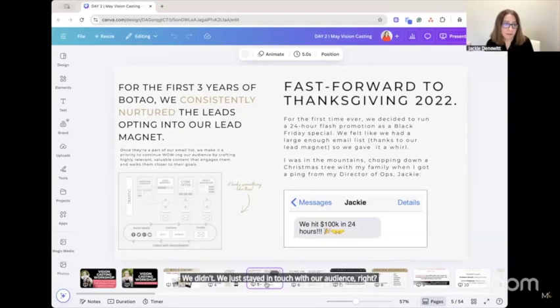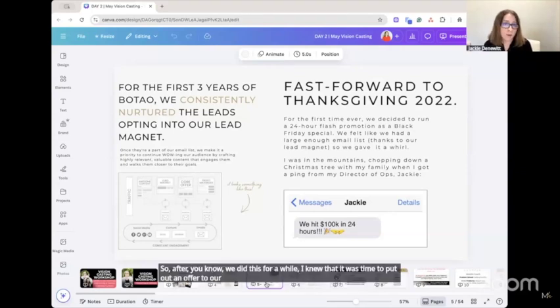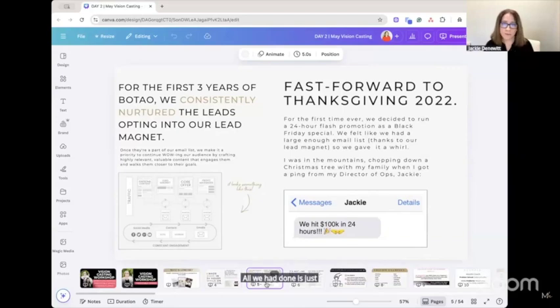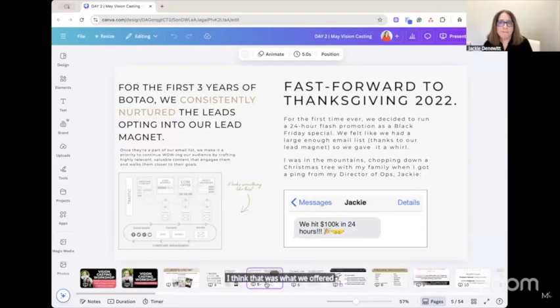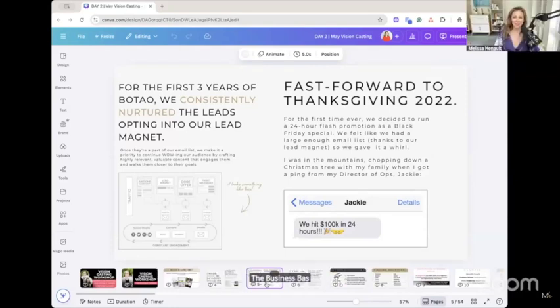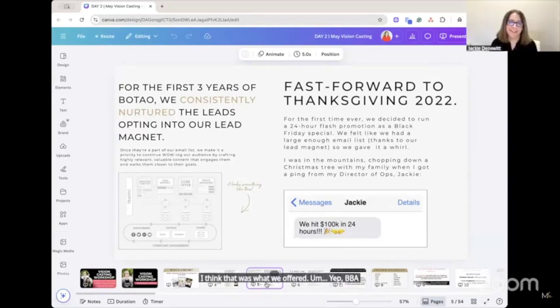And we nurtured them. So after we did this for a while, I knew that it was time to put out an offer to our list, because we hadn't. All we had done is just value, value, value, value, value. So why not send them an offer? And so we offered, and I think it was our first iteration of Build, Grow, Scale. I think that was what we offered. The Business Basics Accelerator. Yep, BBA. I remember that. And so we just decided to give it a whirl.